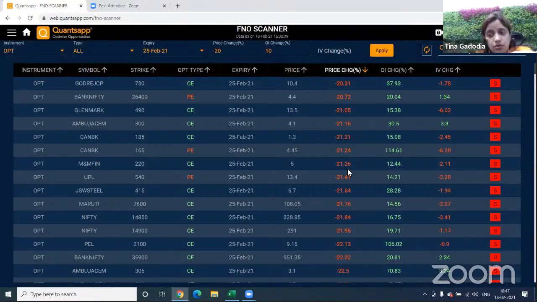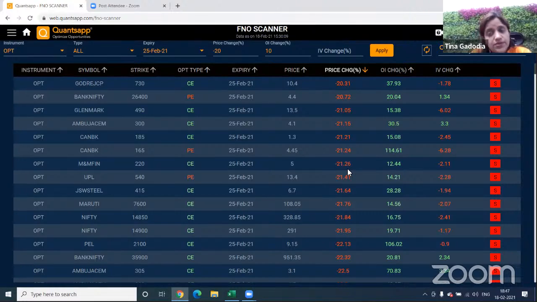Where is the OI structure? Where is the build up? If you see a lot of long accumulation, then there could be a much bigger trigger. Is there a breakout coming up? There could be a much bigger trigger coming up. So this way you start seeing the market.